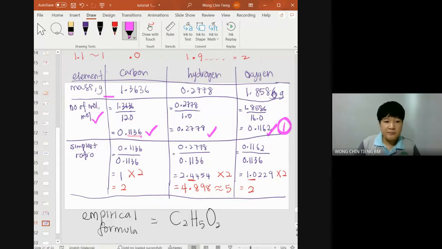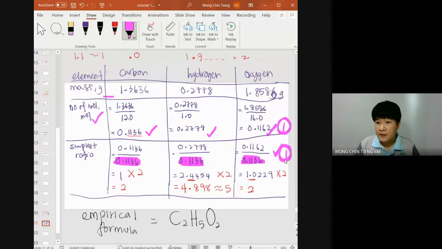Next. Simplest ratio yang dapat markah adalah konsep. Markah konsep pertama. Divide dengan the smallest number of mole, satu markah. Semua orang divide dengan smallest number of mole, satu markah. Yang ni akan dapat walaupun atas tu ada number of mole salah. Kalau katakan atas tu ada tersilap number of mole, tapi kamu still pilih number of mole yang paling kecil untuk dibahagi dengan semua orang, maka konsep tetap satu.